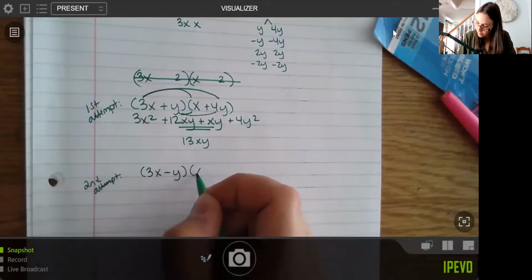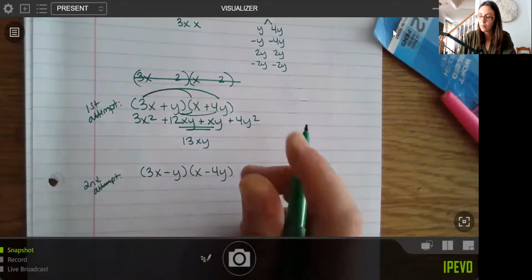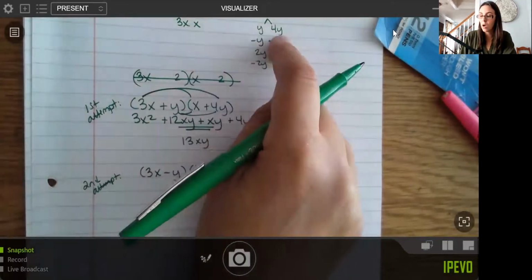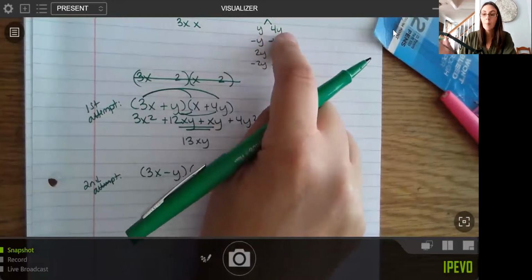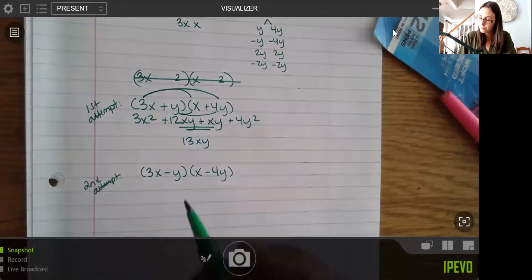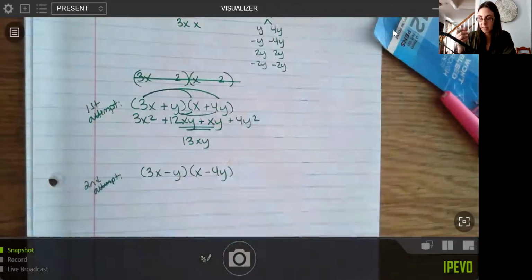I'm going to try this one. But don't forget too that when you have a different factor in the front, that order matters too. So you can also try not just y and 4y, but put the 4y first, right? 4y and y. So the ordering could be mixed up as well. So you may have to change the ordering of your factors within the factor, the inside pieces.